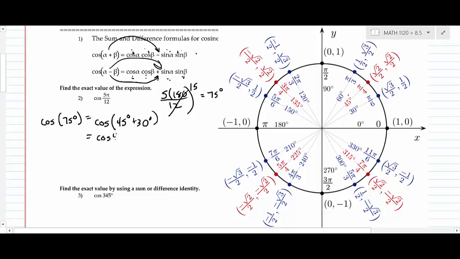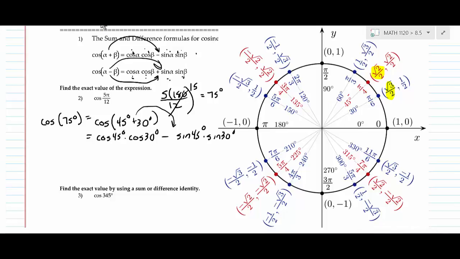So what we do now is we do the identity. We do the cosine of 45 times the cosine of 30, leave a little space, then do the sine of 45 and the sine of 30. And then you have the sign, remember it's different: cosine, cosine, sine, different sign. Now all of this comes from the unit circle. The cosine of 45 is the x value, so that's square root of 2 over 2. The cosine of 30 is the x value, so that's square root of 3 over 2. So this becomes square root of 2 over 2 times square root of 3 over 2, then the minus sign.